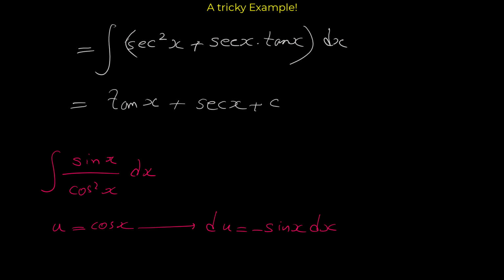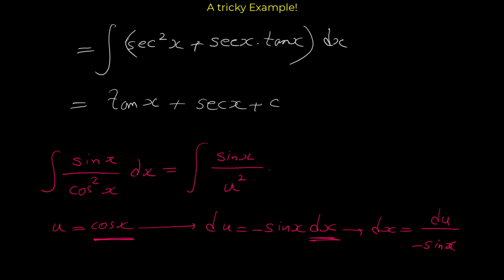So we choose not all of the denominator as u, just cosine x. Let me rewrite this denominator a little better: cosine squared. If we choose u as cosine x, we have u squared in the denominator. Don't forget sine x in the numerator. And dx, if we solve this for dx, is du over negative sine. So times du over negative sine. This sign with that sign cancels, so we have negative du over u squared.